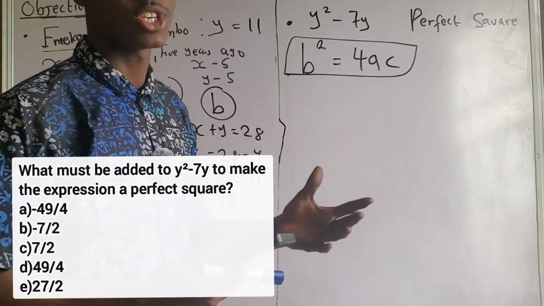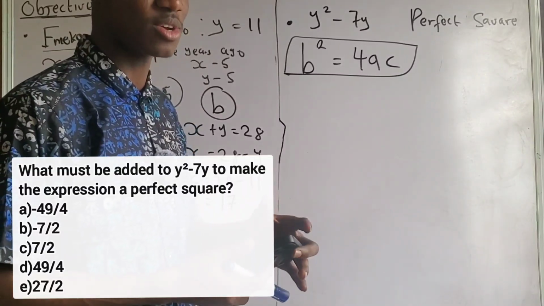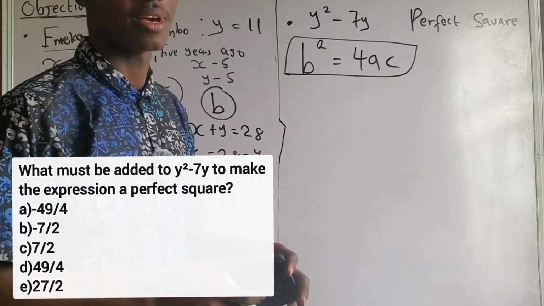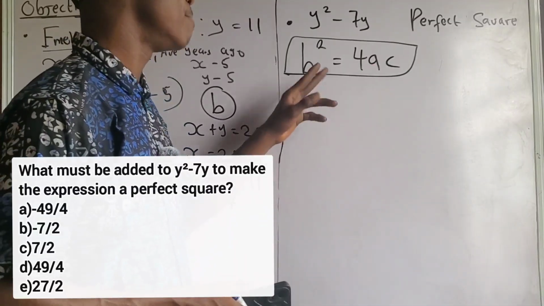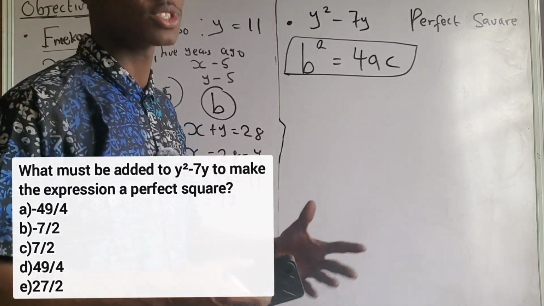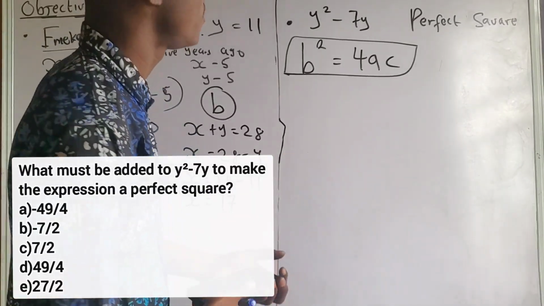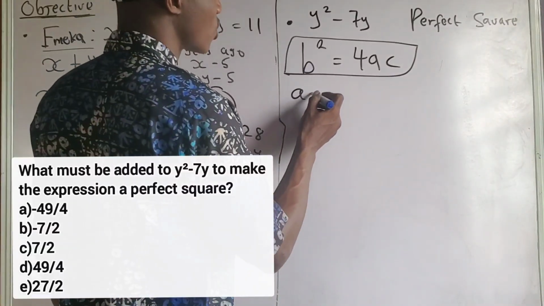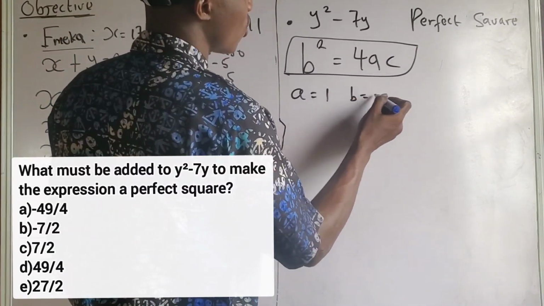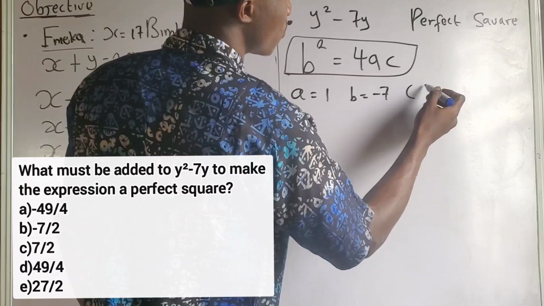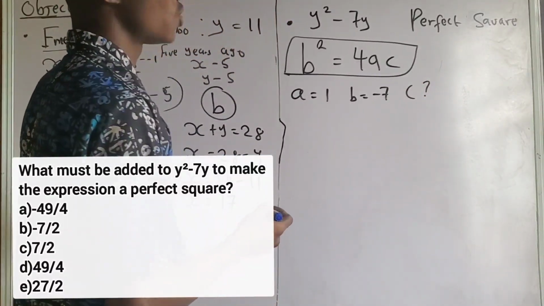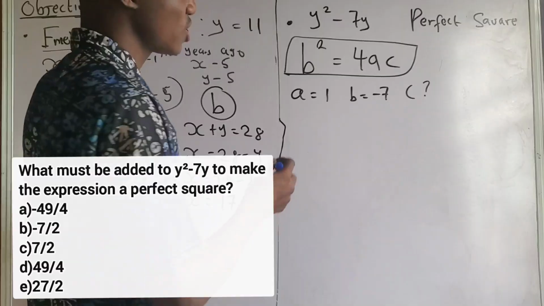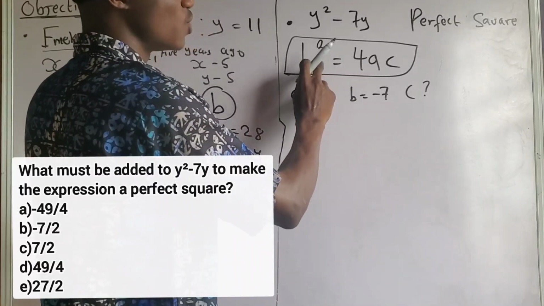A is the coefficient of the highest power. Are you getting what I'm trying to say? The coefficient of the variable that has the highest power in the quadratic equation is A, and B is the second term. The second term is the coefficient of y. And if you look at this quadratic equation, A is equal to 1, B is equal to what? Minus 7, and C is what we are looking for. Do you understand? Okay. Now, to get the value of C, all you have to do is substitute the values of A and B into this.